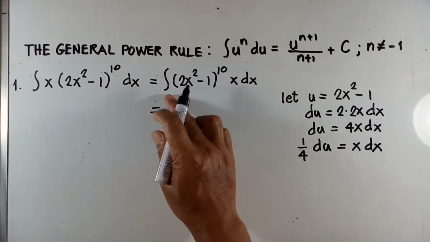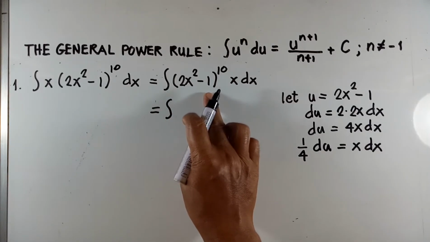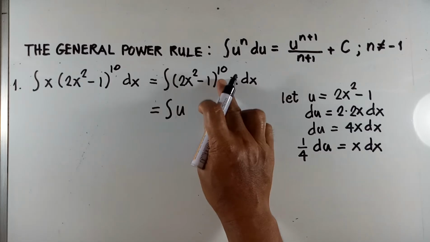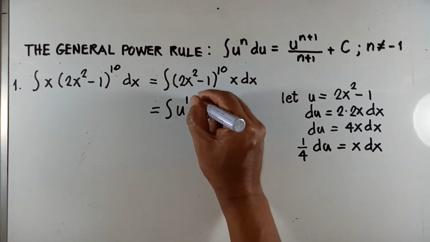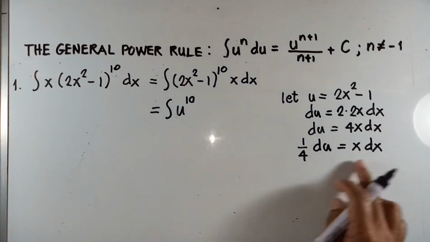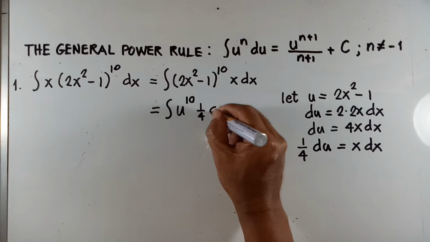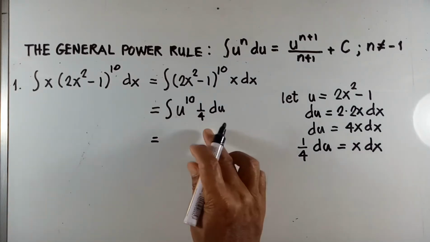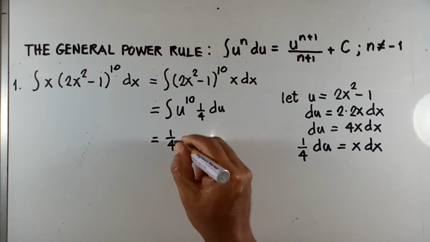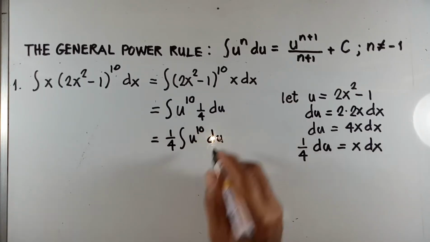After that, we are going to write the problem in terms of u. So we have the integral sign. And then we have the base 2x squared minus 1. But 2x squared minus 1, we let that equal to u. And then it is raised to 10. Kaya we will have u raised to 10 times x dx. But you see, x dx equals 1/4 du. So times 1/4 du. Now, 1/4 is constant. We may place it before the integral sign. So, we will have 1/4 integral of u raised to 10 du.